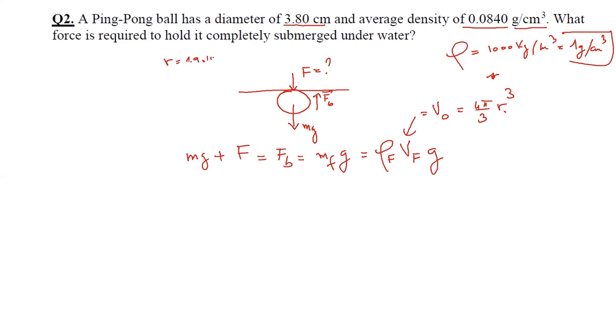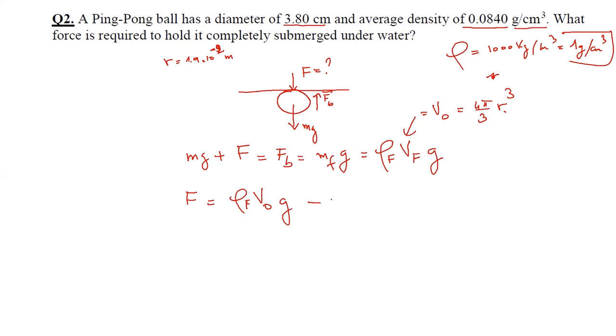1.9 times 10 to the power minus 2, sorry, because I have to put it in meters. This is the radius of my ping pong ball. Okay. Good. So I know the buoyant force. Now what is F? Well, F will be rho F V ping pong ball multiplied by G minus the weight of the ping pong ball.